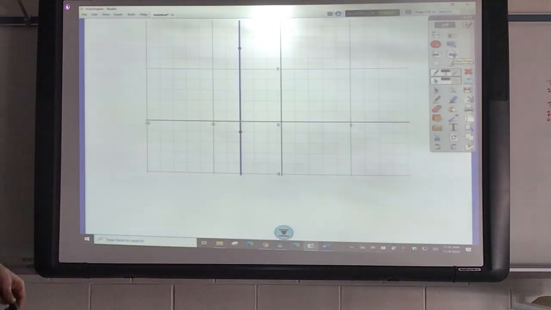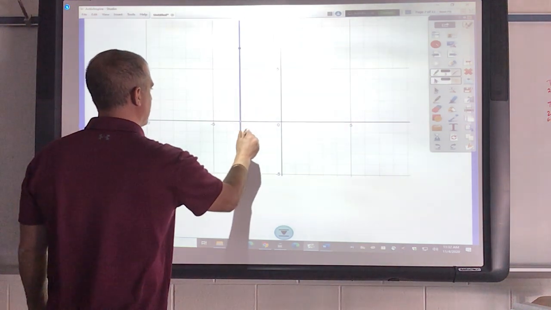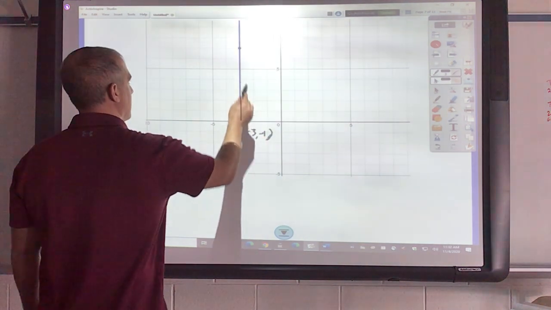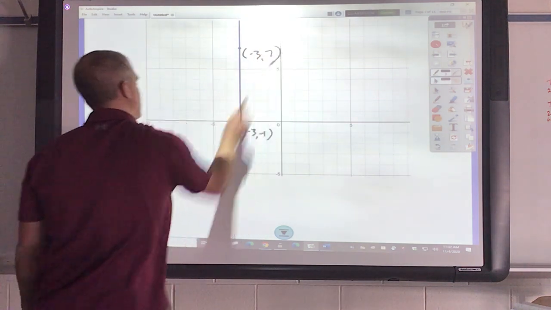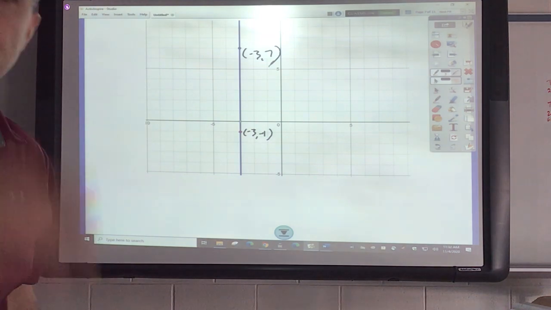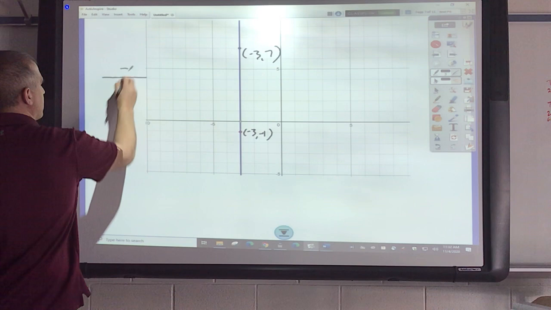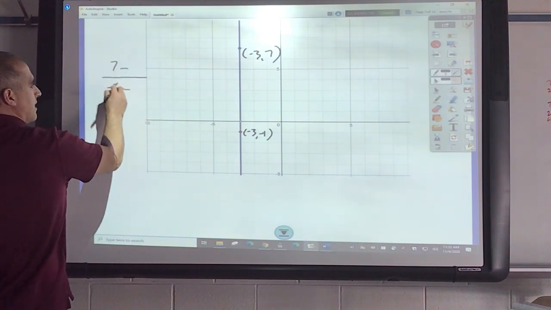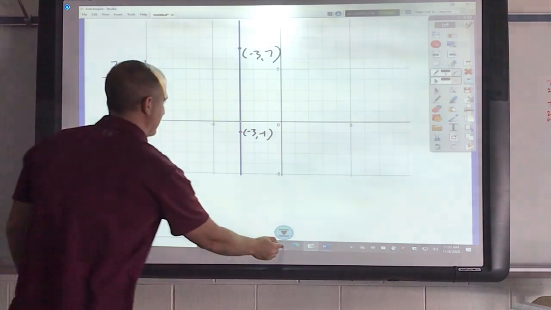Now, when I look at this, I'm given 2 points here. 1, 2, 3, negative 1. And then this will be negative 3, about 7. Now, there's actually 2 options on how you could do this problem. If I do the slope formula, turn the wheel, 7, negative 3. Turn the wheel, negative 1, negative 3. I'm going to use my calculator.